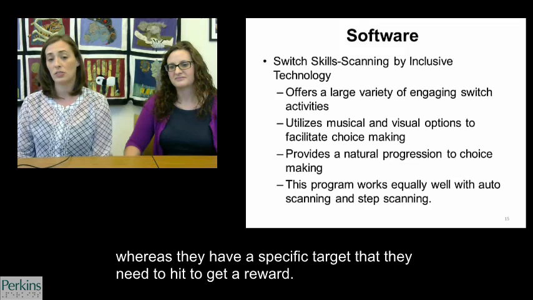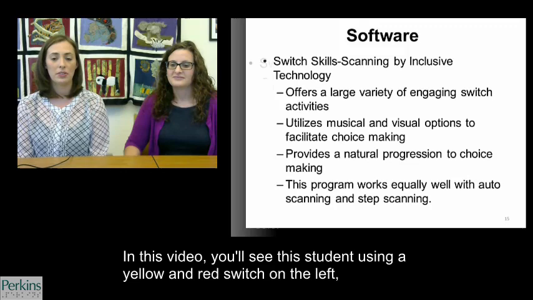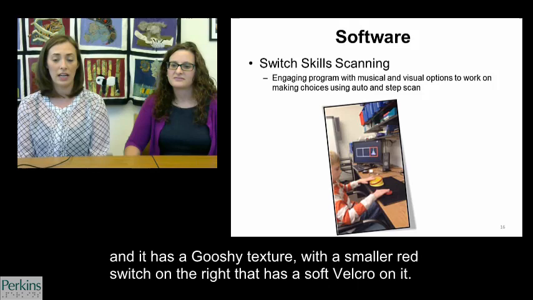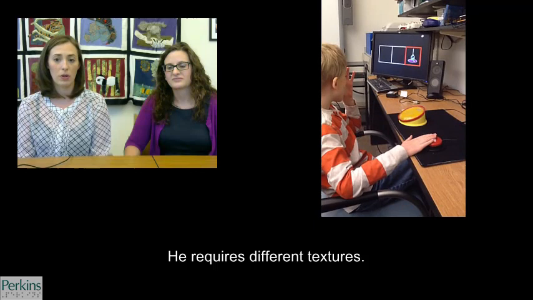reward. In this video, you'll see this student using a yellow and red switch on the left, and it has a gushy texture, with a smaller red switch on the right. It has a soft Velcro on it. He requires different textures. This is Switch Skill Scanning Program, and it is set to errorless.